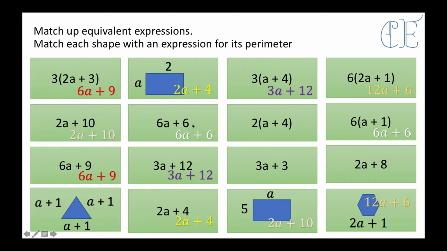Okay, so 6a plus 6 matches with 6 and then a plus 1, because 6 times a is 6a, and 6 times 1 is 6. And then 2a plus 8 matches this one. 2 times a is 2a, and 2 times 4 is 8. And then finally, 3a plus 3 matches this one here. We've got 1, 2, 3 a's, and 1, 2, 3 numbers.